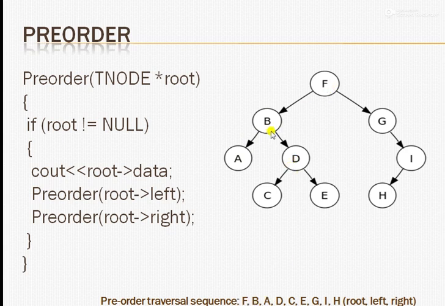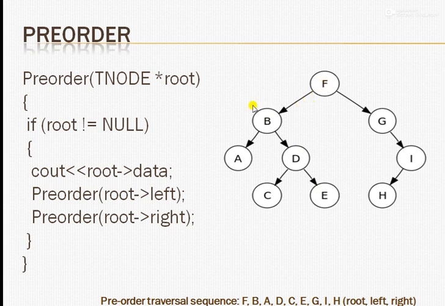Okay, that means F B A D. Now D has left, so C will be printed. Then D again has right, so E will be printed, that means A B A D C E. So this is the sequence we have followed. Now there is no left, no right, so it will backtrack, come to F.